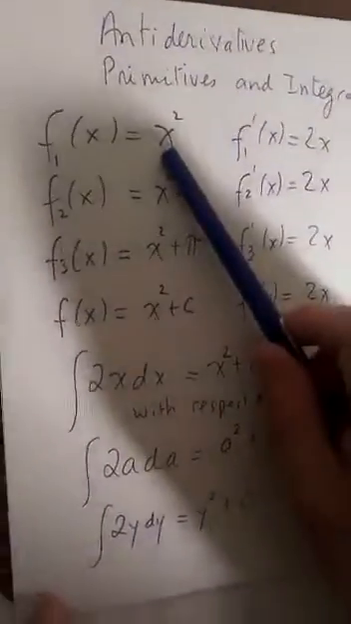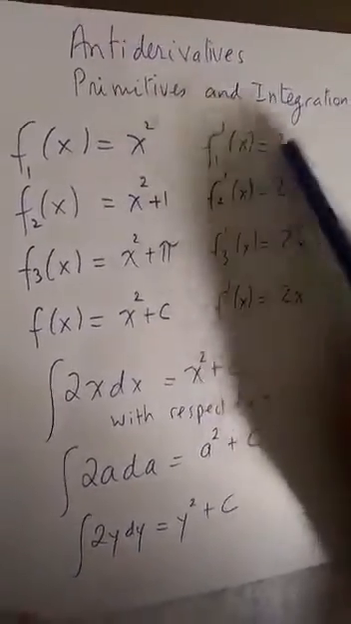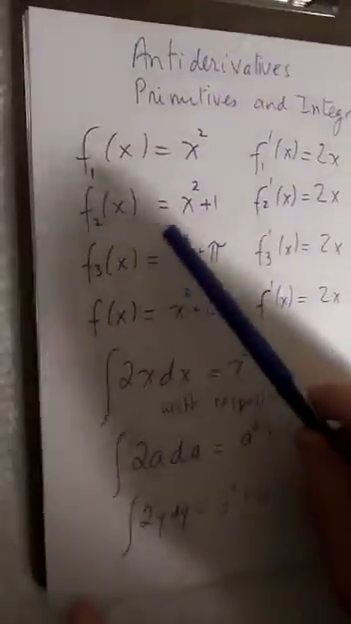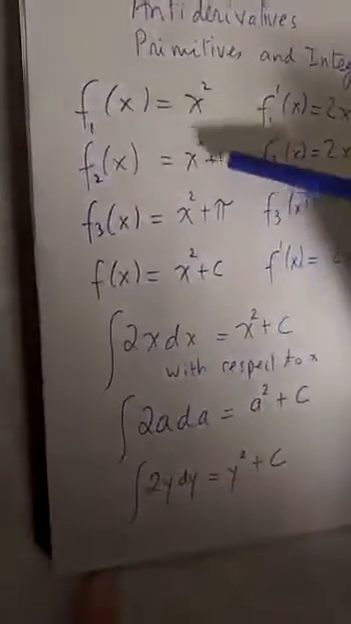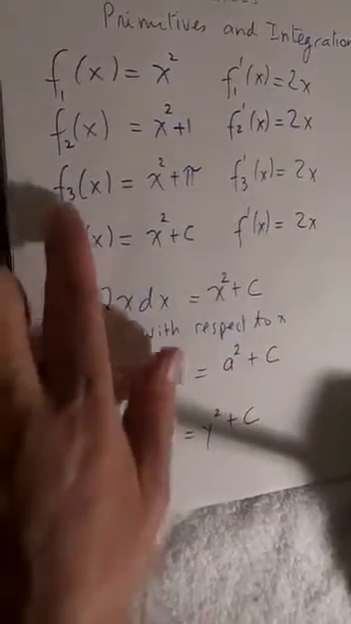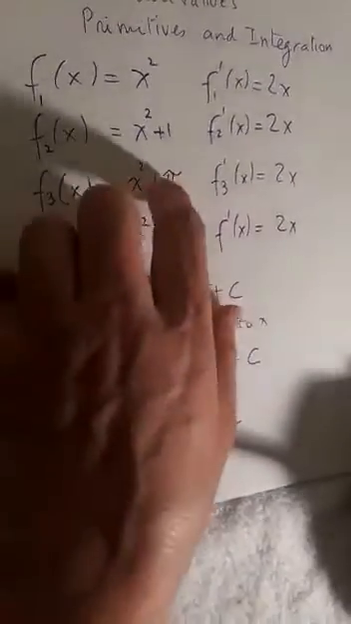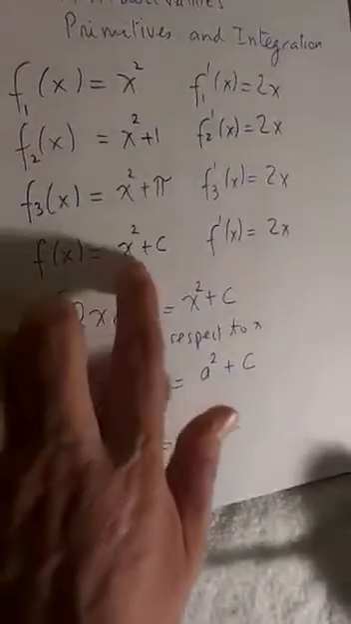The derivative of x squared is f1 prime of x, which is 2x. f2 of x is x squared plus 1, its derivative is 2x plus 0, which is 2x. So this number here doesn't matter, the derivative is still 2x. The derivative of f3, x squared plus pi, is also 2x. And the derivative of x squared plus c is also 2x.